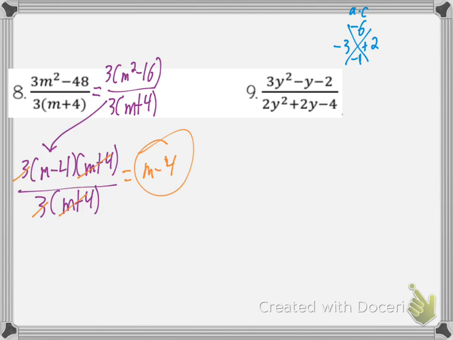I'll write myself some room here. 3y squared stays the same. The middle changes to minus 3y plus 2y, the sides of our x. Because if we add those together, again, we get that negative y that we started with in the middle. And that negative 2 stays the same.